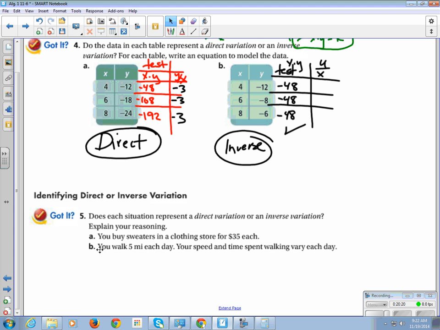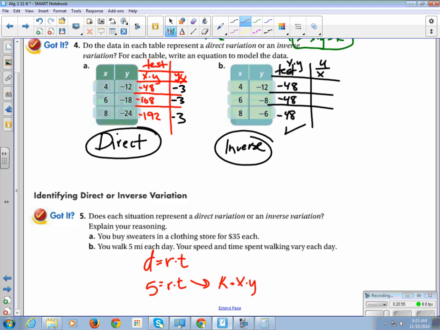Let's look at B. Hopefully this is inverse. You walk 5 miles each day. Your speed and time spent walking vary each day. Well, if you look at it, distance equals rate times time. You know your distance is 5, and you don't know your rate and time. This looks an awful lot like our constant equals x times y. So we're going to say that that is inverse.